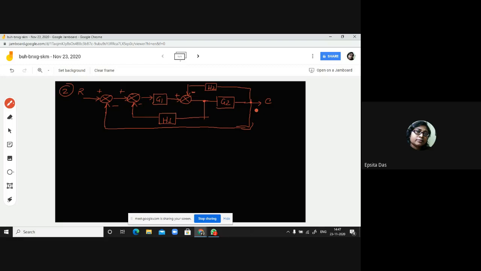Now we need to reduce this block diagram. Can anyone tell me what will be our first step? What will be our first step? Which part we should take care of first, H1?